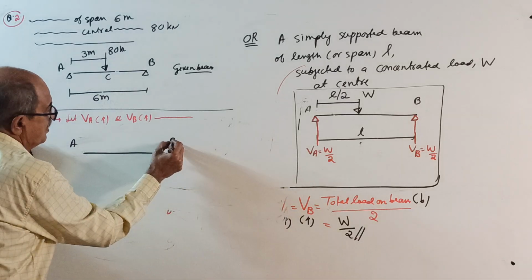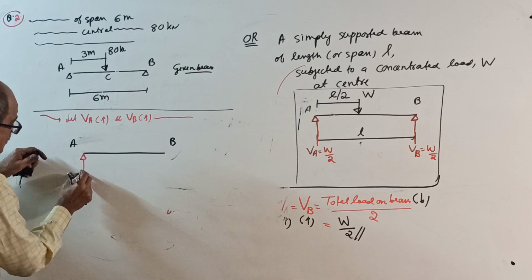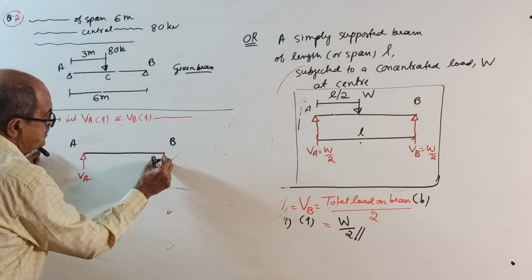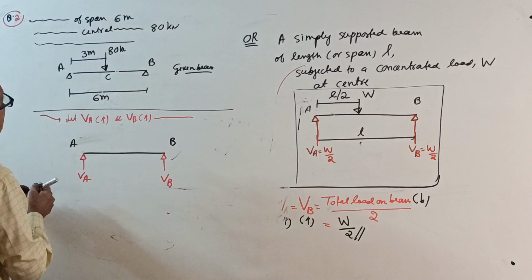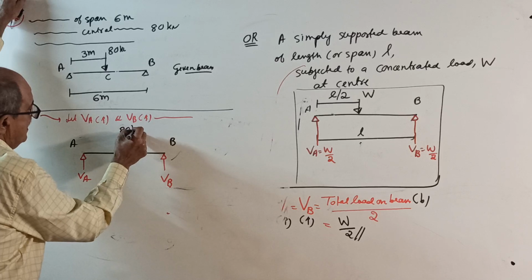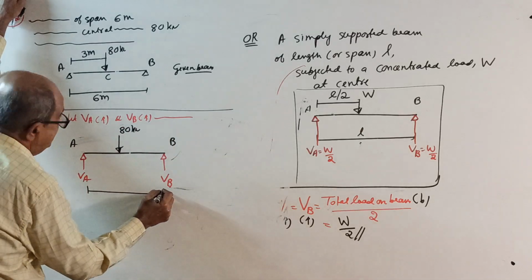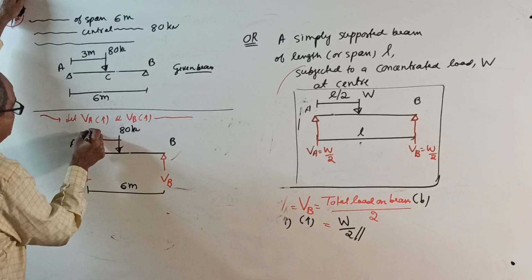This is actually a very simple question, but I told you I am always solving systematically. No question of confusion, nothing. Those who study everything will have no problem. Load is 80 kilonewton. This span is 6 meter. See, this is 3 meter.